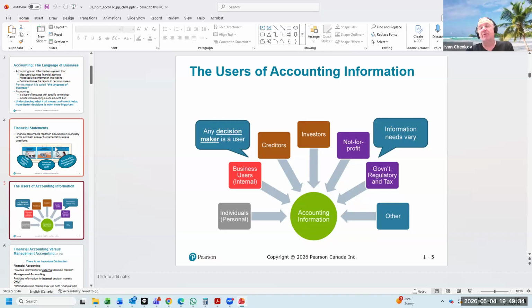The other users will be the non-for-profit organizations. Non-profit organizations need accounting information so they can report back to the donors how their money was used. The donors usually get more and more curious about how the money they gave to the non-for-profit organization had been used and for what purpose. Government and tax regulators, of course, want accounting information, and they start getting it in every possible way. Why? Because they want your taxes.